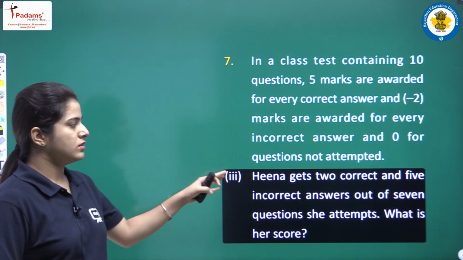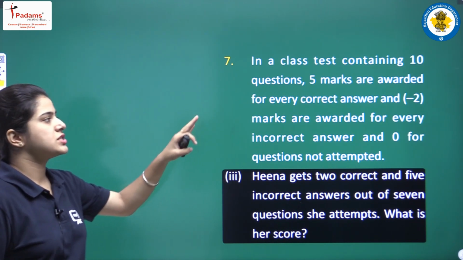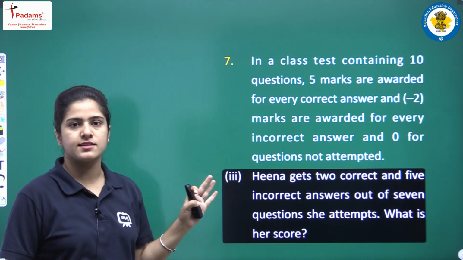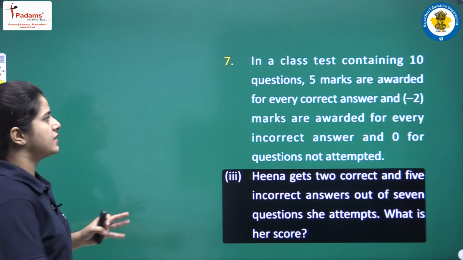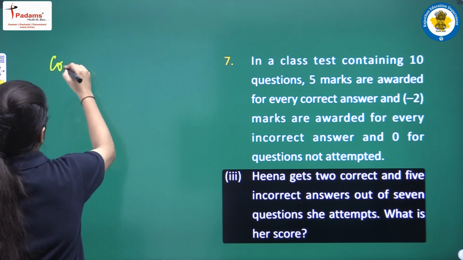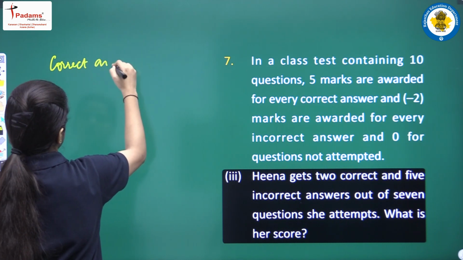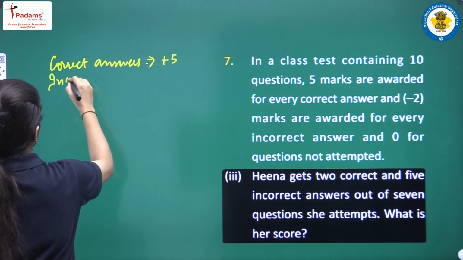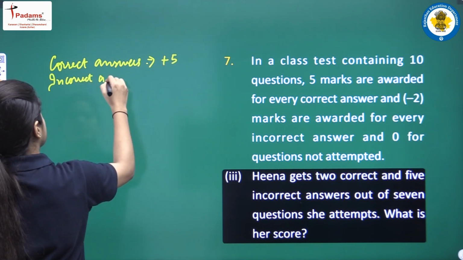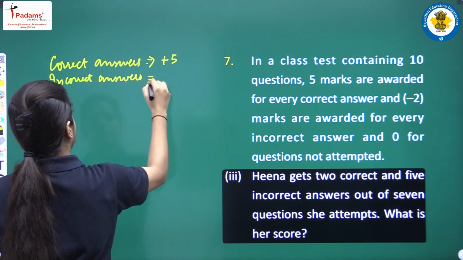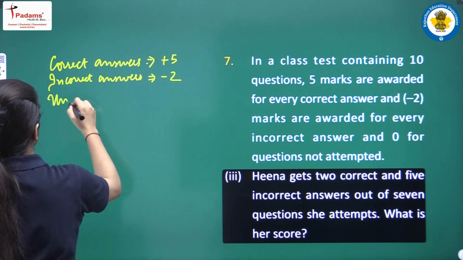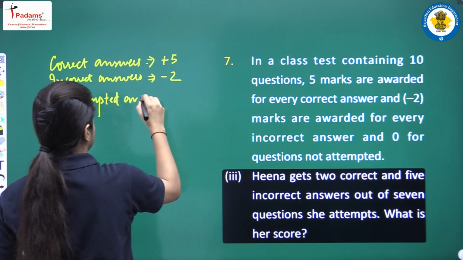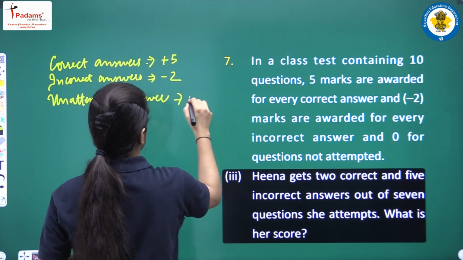What is it? Now, in a class test containing 10 questions, 5 marks are awarded for every correct answer and minus 2 marks are awarded for every incorrect answer and 0 for unattempted answers. Okay. Similarly, you can write for correct answers, you are given +5. For incorrect answers, you are given -2, and for unattempted questions, you are given 0 marks.